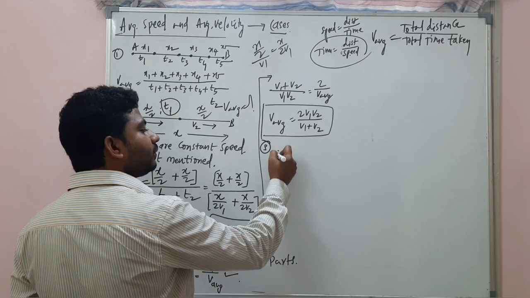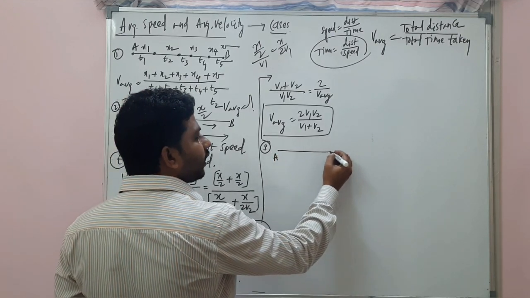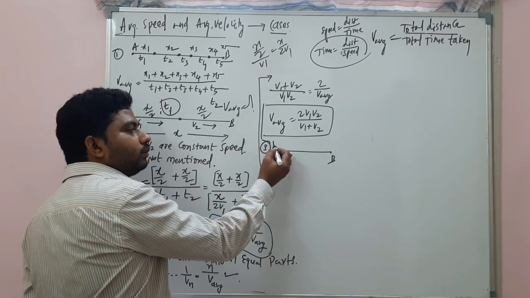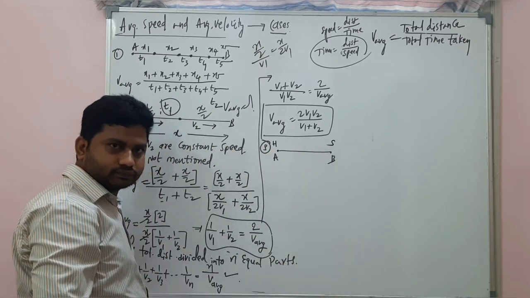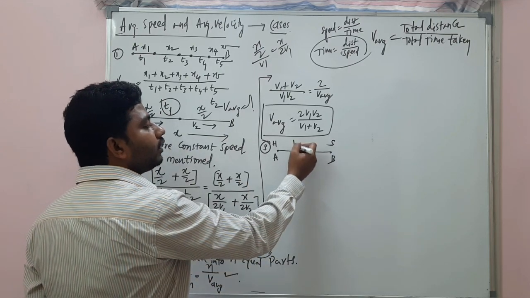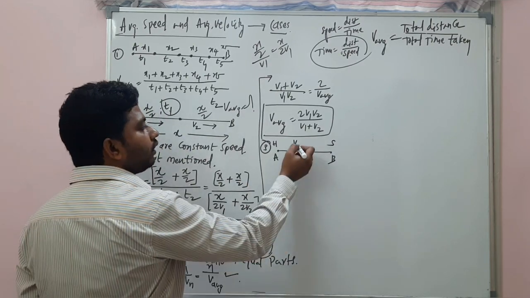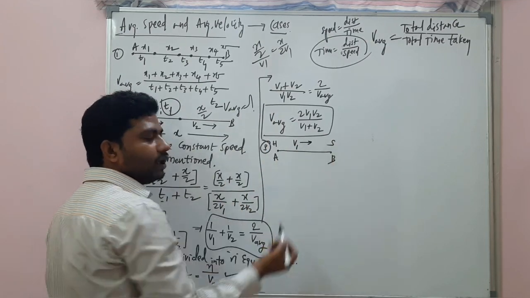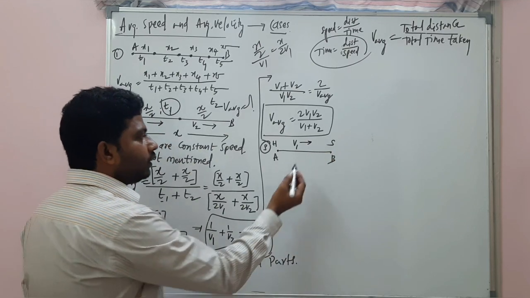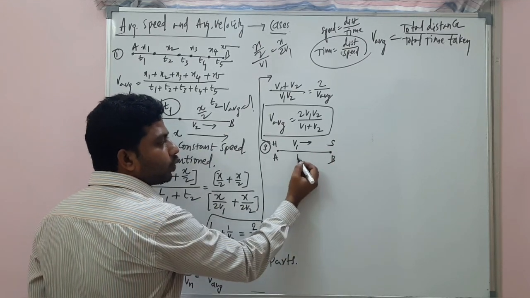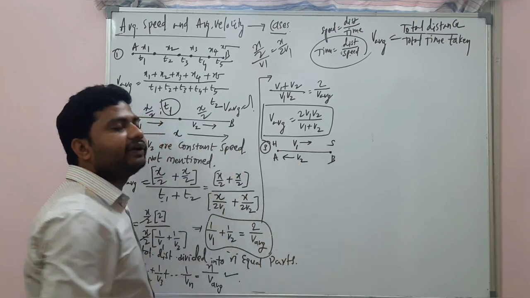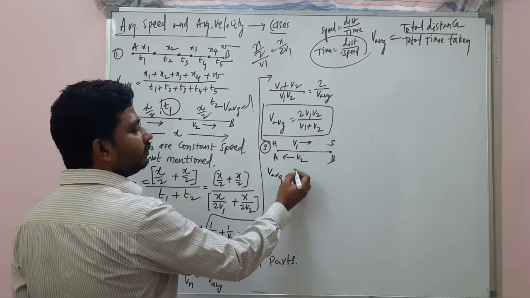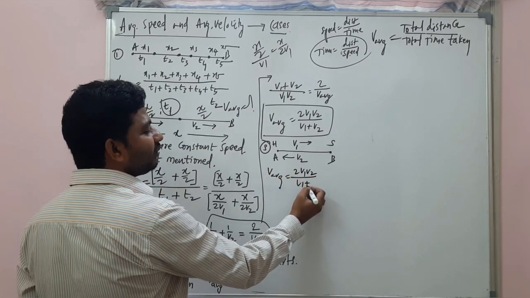Now, third case, it's similar to this. A body is starting from point A and reaches point B. Imagine a boy started from home and reached the school with a speed v1. From the school to home, he came with a constant speed v2. In this case also, the average speed will be 2v1 v2 by v1 plus v2.